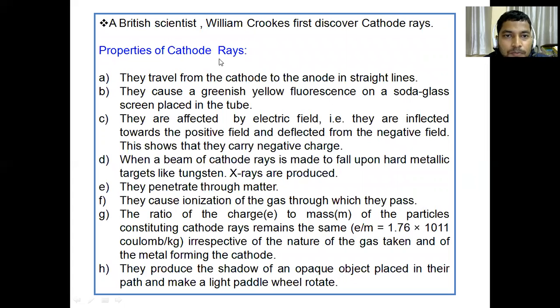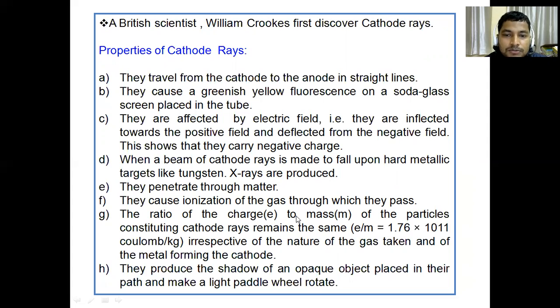Now the main properties of cathode rays are: they travel from cathode to anode in straight lines. They cause a greenish yellow fluorescence on a soda glass screen placed in the tube. They are affected by electric field, and they are deflected towards the positive field and away from the negative field. This shows that they carry negative charge. When a beam of cathode rays is made to fall upon hard metallic targets like tungsten, X-rays are produced. They penetrate through matter, and they cause ionization of the gas through which they pass.